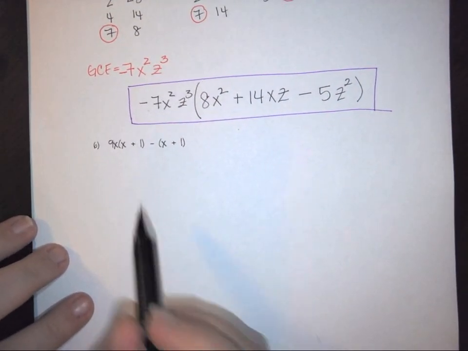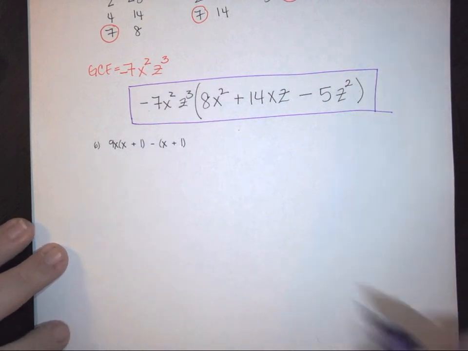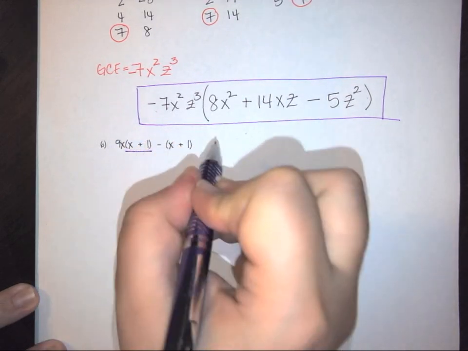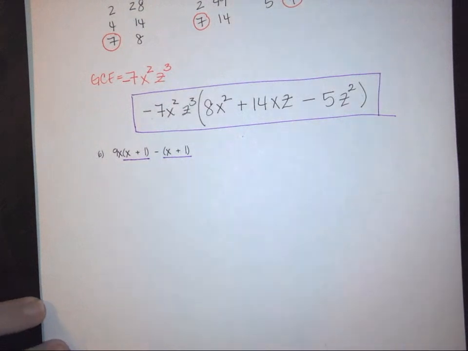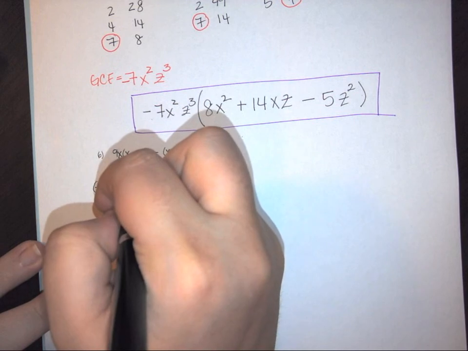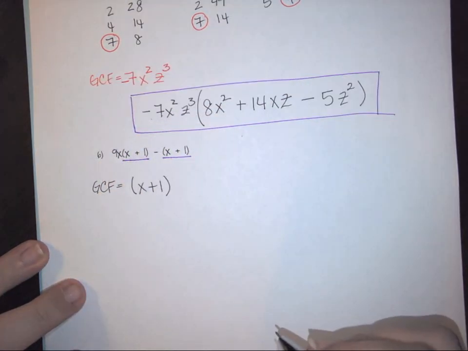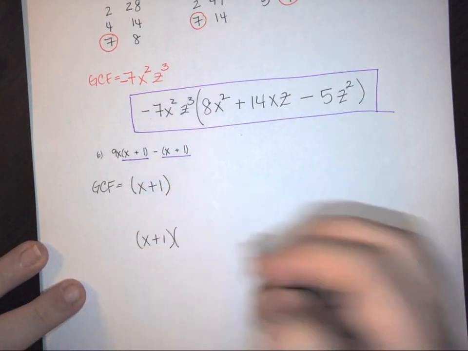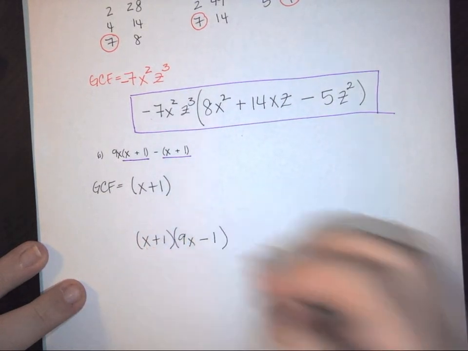Alright, last but not least here is this one. So again, we have to identify that greatest common factor. So notice in both of these I have this x squared plus 1 binomial. So in all reality, my greatest common factor here is actually going to be the binomial x plus 1. So when I pull that out, this becomes on the outside. What's left on the inside is going to be the 9x minus 1.